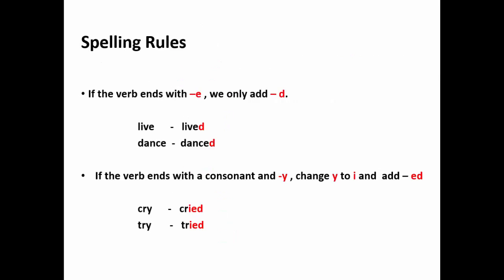Spelling rules. Let's look at the first one. If the verb ends with E, we only add D. Live, lived, dance, danced. If the verb ends with a consonant and Y, change Y to I and add ED. Cry, cried, try, tried.